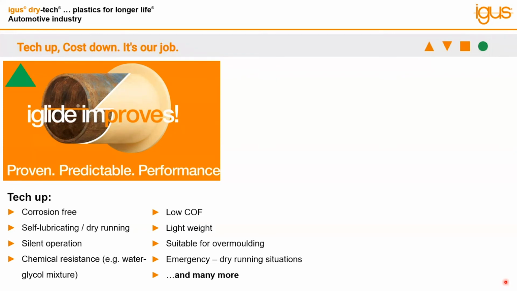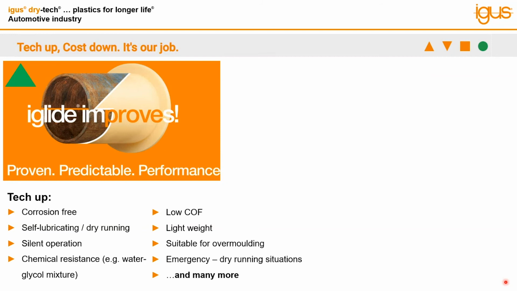But just to summarize, you can see at the top it says tech up, cost down. It's our job, and we take that very seriously here at igus. We always want to offer you a benefit and improve the technology of your application while reducing the overall costs. And we have an older saying at igus that we want to find you the least expensive solution that works the best. And really, that's how that summarizes.